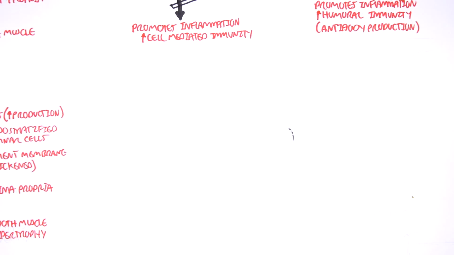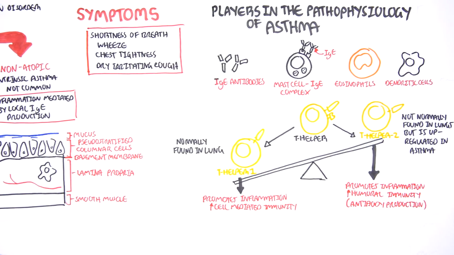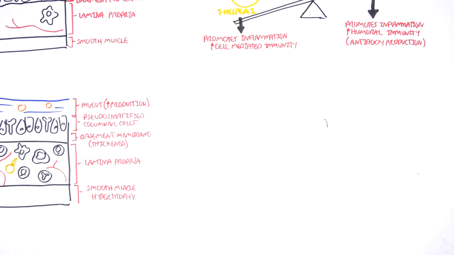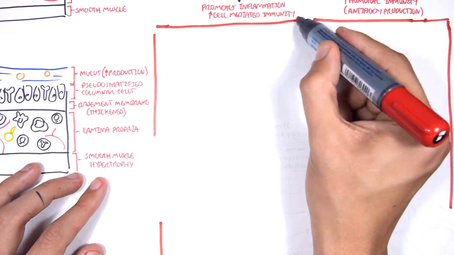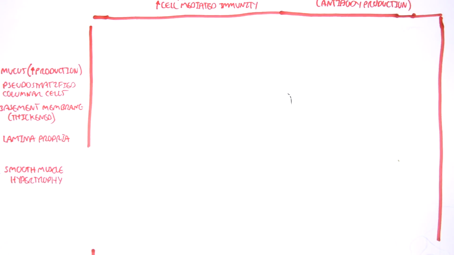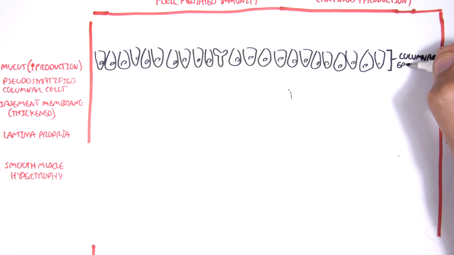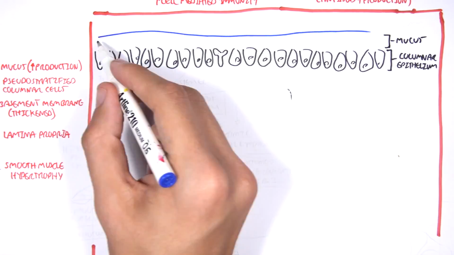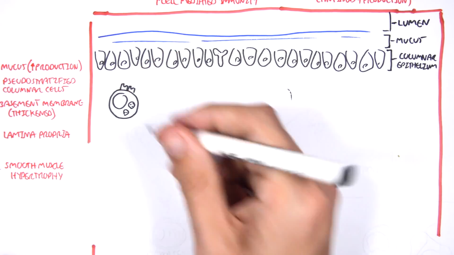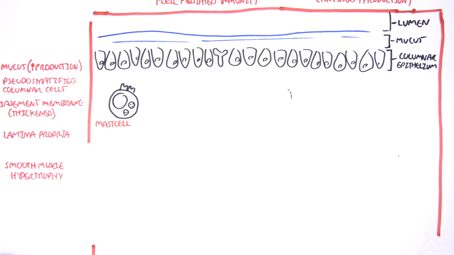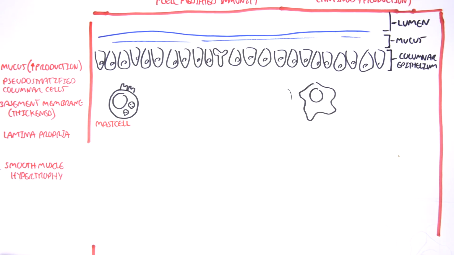Anyway, let's put all these cells together and try to create a diagram looking at the pathogenesis of asthma. And we're specifically focusing on atopic asthma. So here we have the pseudostratified columnar epithelial cells with goblet cells which secrete mucus on top. And here we have the lumen. Below the pseudostratified columnar epithelial cells, we have the lamina propria, where we have mast cells and dendritic cells, macrophages.